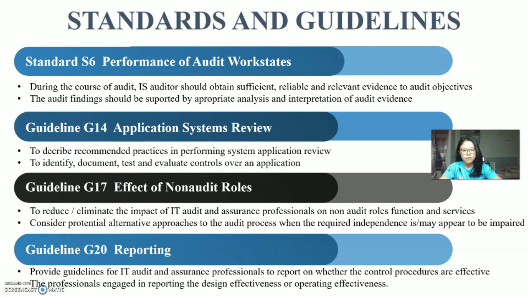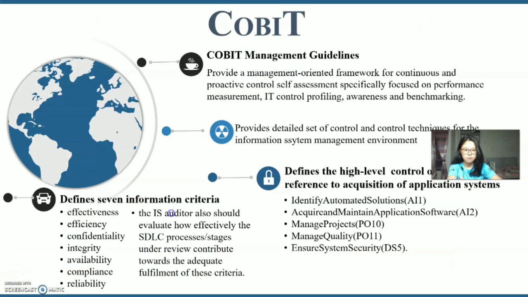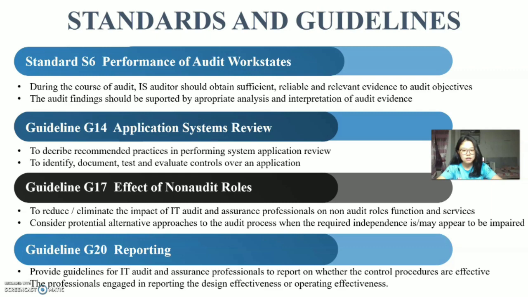These guidelines are provided for IT auditors while they are performing non-audit roles, because this is a workplace that they are not really familiar with. And the last one, Guideline 20, is about reporting. It provides guidelines for IS audit and assurance professionals to report on whether the control procedures are effective. The professionals engage in reporting the design effectiveness or operating effectiveness. These guidelines guide the IT audit and assurance professionals to report on the system implementation control procedures.